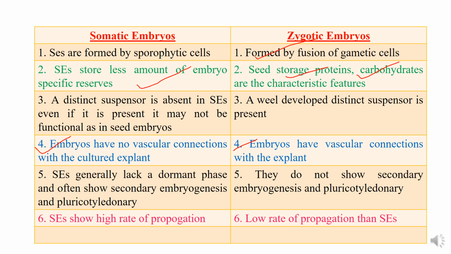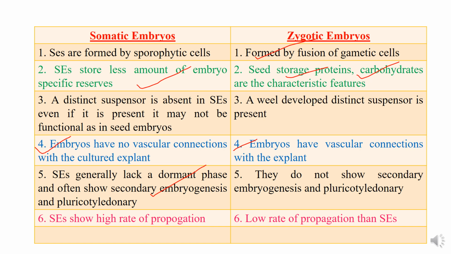Coming to the fifth point, somatic embryos generally lack a dormant phase and often show secondary embryogenesis and pluricotyledonary nature. Already I told you about secondary embryogenesis. Somatic embryos do not have any dormant phase; they germinate immediately. But zygotic embryos do not show secondary embryogenesis and pluricotyledonary nature, and they have a dormant phase. In some species they do not germinate immediately.